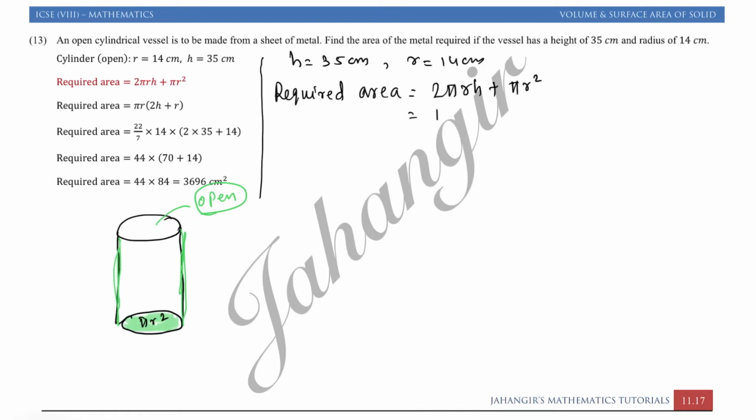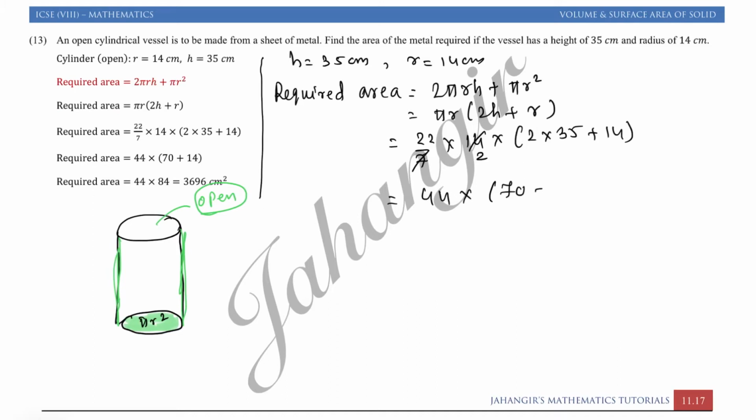So here we can take out pi r common, 2h plus r. So therefore pi's value I can put as 22/7 into radius is 14 into 2 into h is 35 plus radius is 14. So we can cancel 7 ones are 7, twos are 14, so it is 44 into 70 plus 14. So 44 into 84.